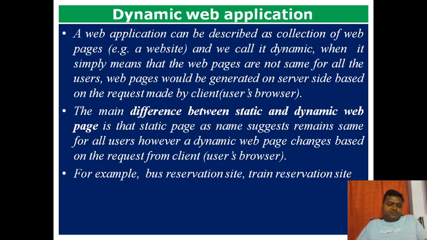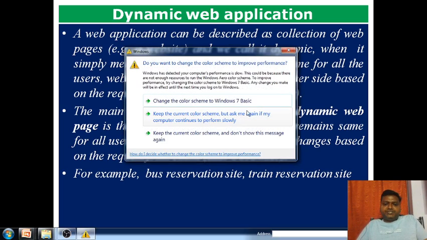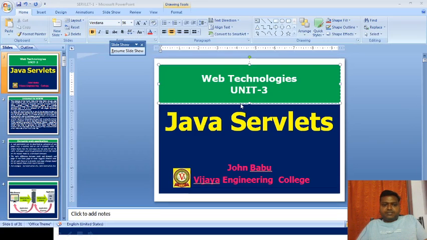So there are two types of web applications, one is called static web application, another is called dynamic web application. Static web applications means whenever any user accesses the web page, the same data will be shown. For example, on a wall, if you write today is Thursday, even if you see tomorrow or day after tomorrow, it will be the same. That is static. Dynamic means it should change dynamically.